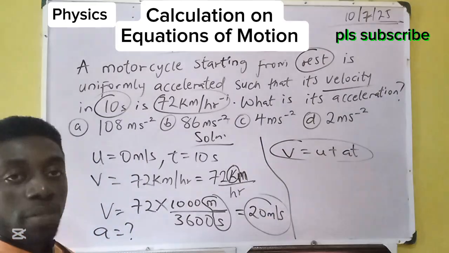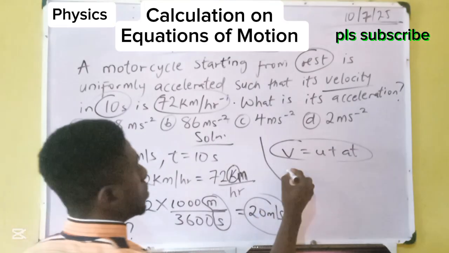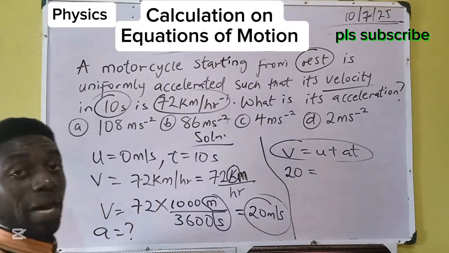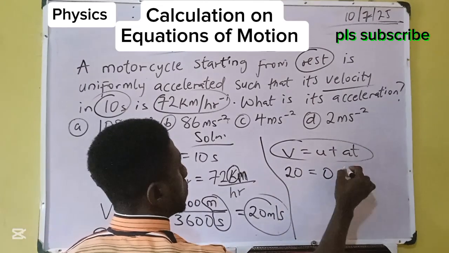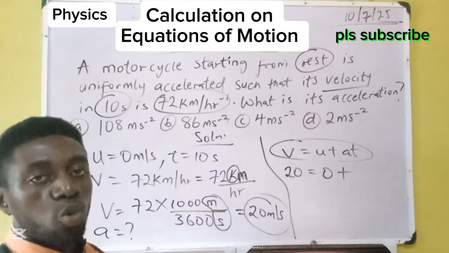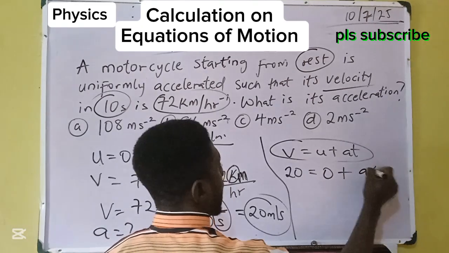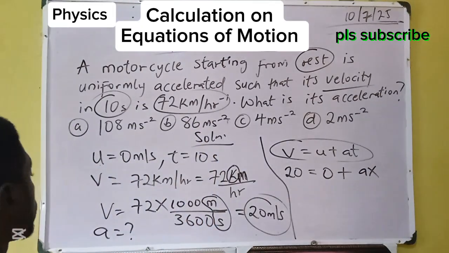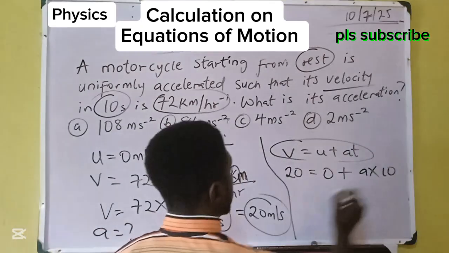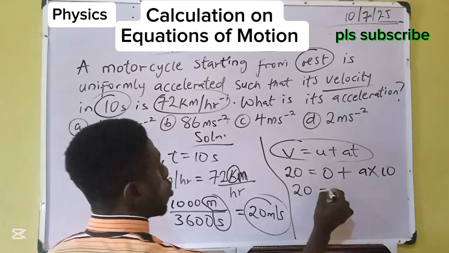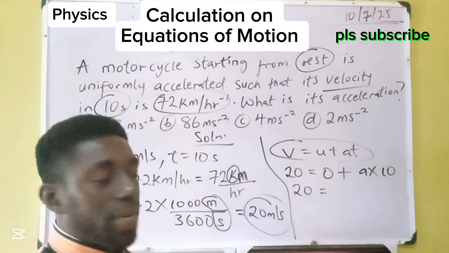What's my V? V is 20 meters per second in the actual units. What's my U in the parameter? 0 meters per second. What's A? A is what I'm looking for, the unknown variable. Maintain it. A times T. T is 10 seconds in its actual units. Therefore, 20 equals 0, which is nothing, plus A times 10. The number comes first, so 10A.